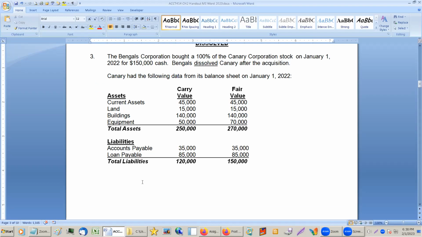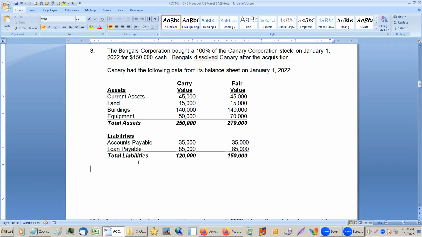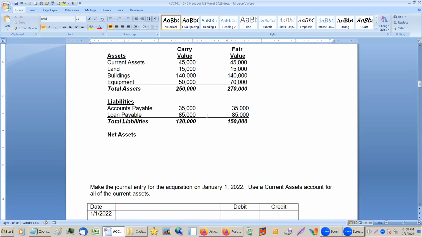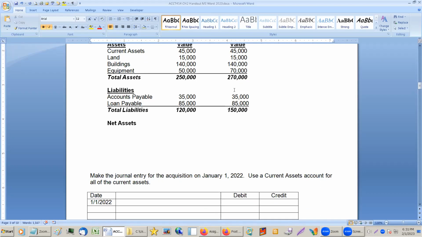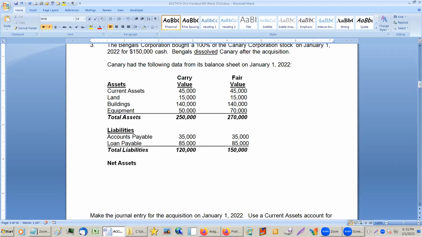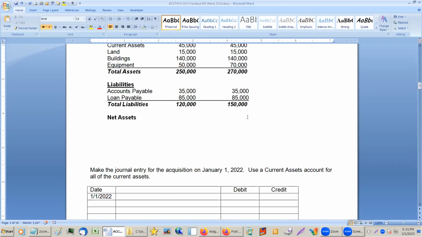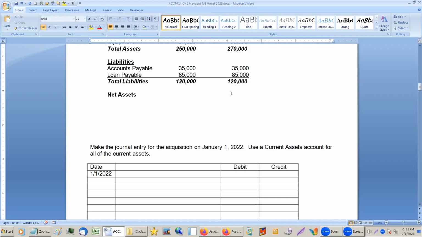Okay, so for the net assets, we use the fair value column. The net assets were what, 120,000? It's 130. Yes, something's wrong here. 250 minus 120 is 130, while 270 minus 150 is 120. Okay, so this is 130.